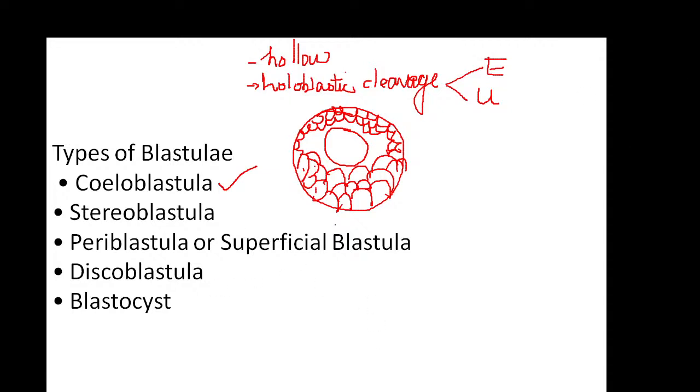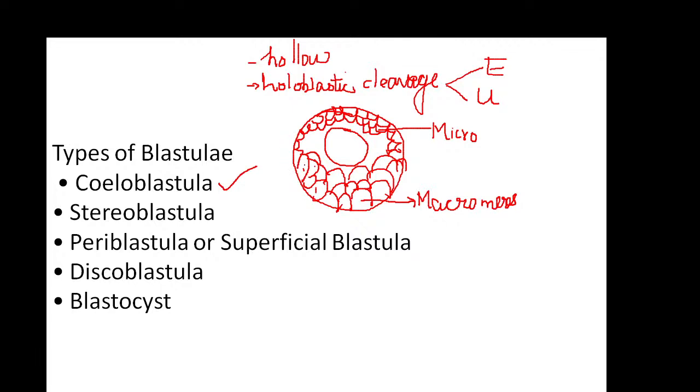Then this is actually unequal in size. In this picture I have drawn, you can see the blastomeres are of different size. Here the size is larger. These are called macromeres, which we mentioned in today's class. Macromeres means the blastomeres are larger in size. And these are micromeres. Micromeres and macromeres. So this is the blastula formed as a result of unequal holoblastic cleavage.